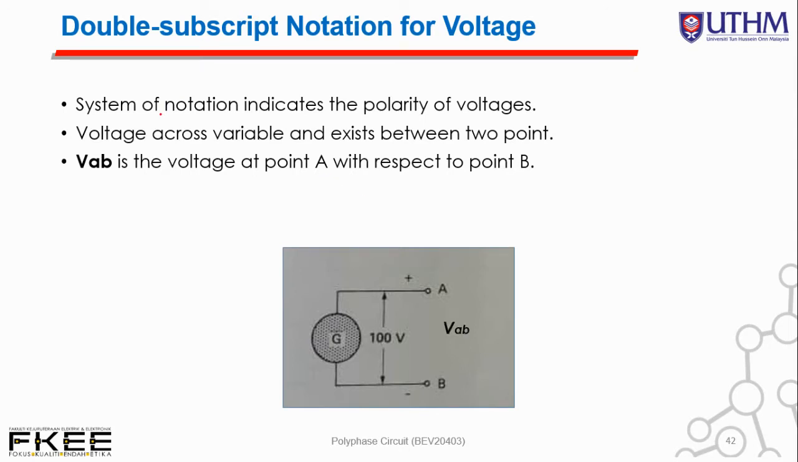Then, double subscript for voltage. This system of notation indicates the polarity of a voltage. Voltage across a variable exists between 2 points. So this is the keyword: between 2 points. Previously we had the voltage across 1 point down to the ground, but this time around we have 2 points. So VAB, for example, is the voltage at point A with respect to point B, between these two. This is how we notate the double subscript of point A and point B in terms of voltage.